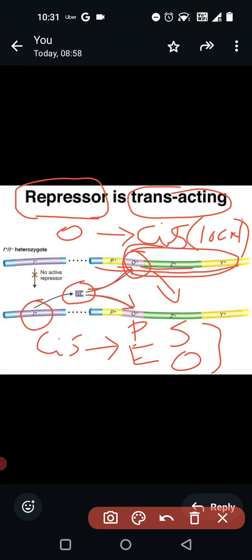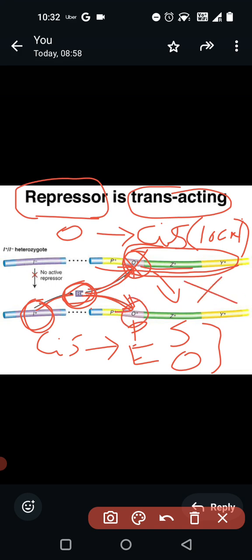Like you can see here, I positive is producing the repressor and it is affecting the function. It will bind to the O positive gene. So the repressor will bind here to the operator, so no transcription will happen of Z positive and Y positive. In this case also, the repressor is formed from its own I positive gene and it will bind to the O positive, so no transcription here.